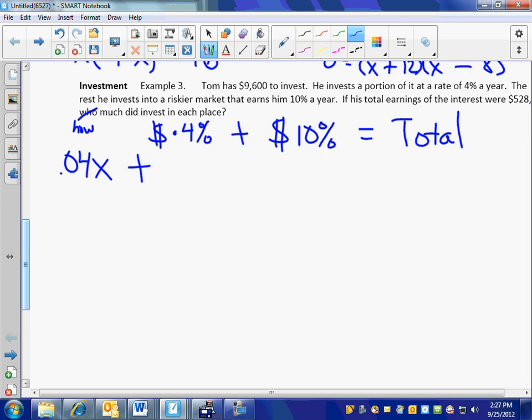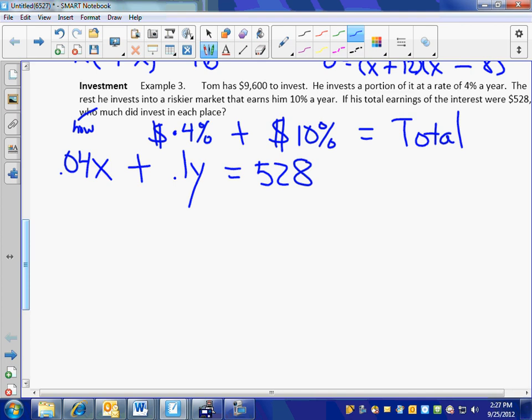Plus dollars at 10%. What's 10%? 0.1x. Do we know if it's the same amount in each one? No, so we can't call it X. We got to call it Y. And that's equal to, what's the total amount he got back on his investment? 528. I have 2 variables.